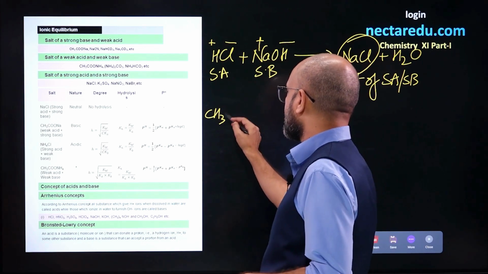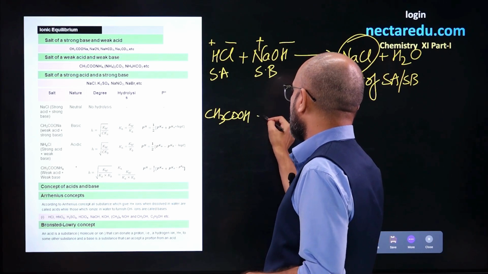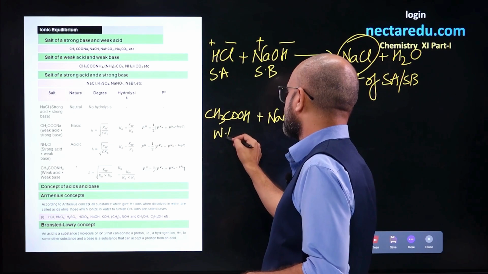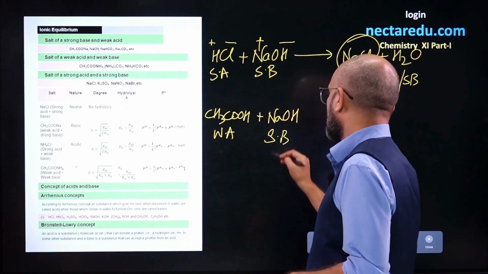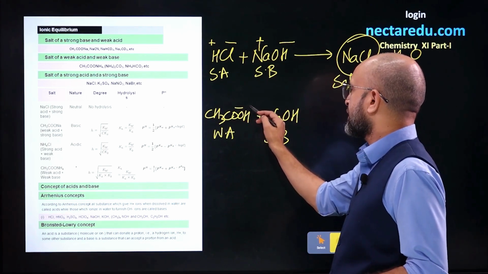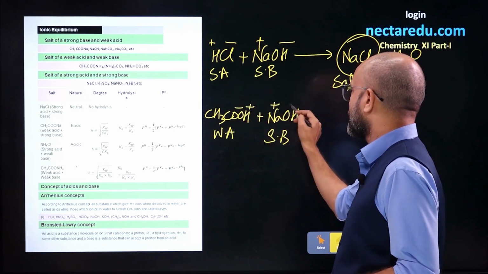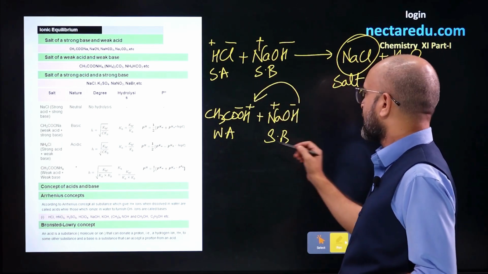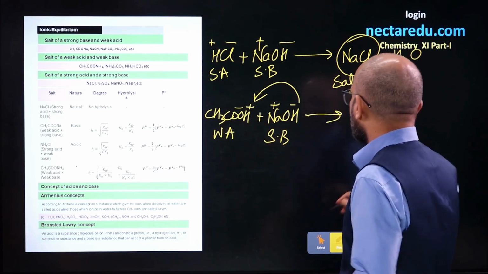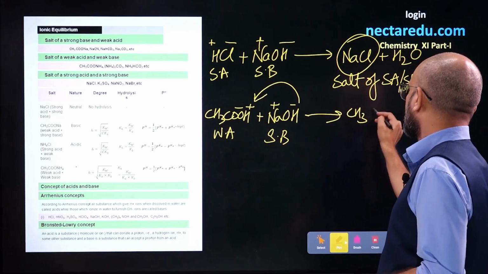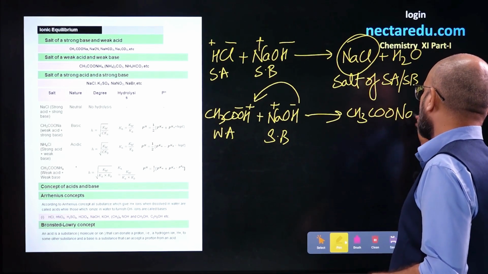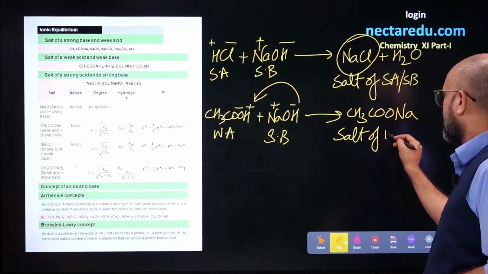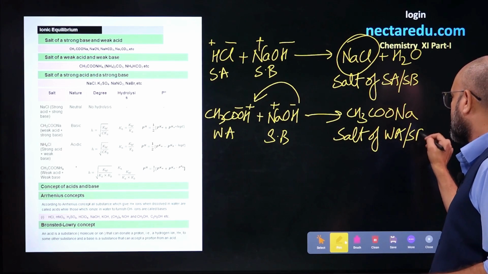If I take carboxylic acid, a weak acid, and do a reaction with a strong base, this is a weak acid and this is a strong base. What do you get? Acetate ion, H plus, Na plus, OH minus. So what will happen? OH minus will go to H plus and form water, and acetate with sodium will form sodium acetate. So what kind of a salt is this? This will be called a salt of a weak acid with a strong base.